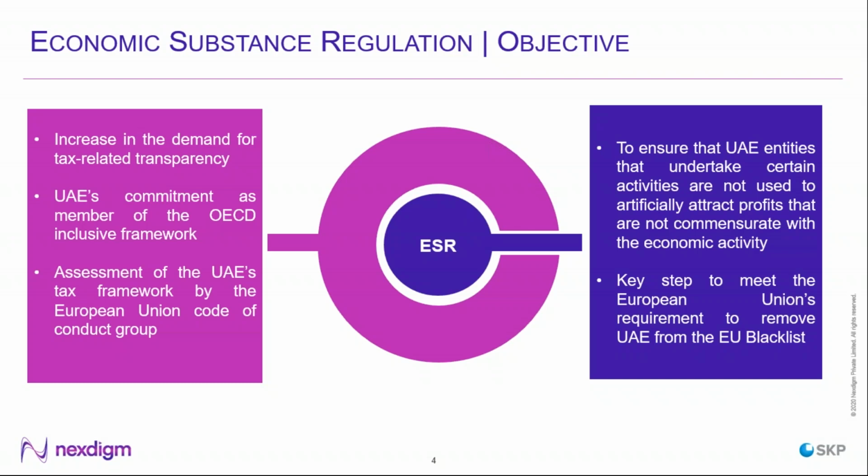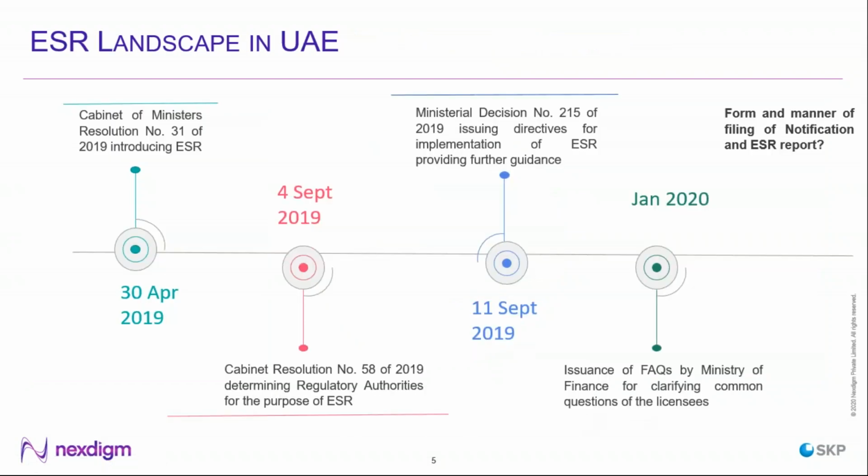So this was a bit of a background. If I may take you to what has really happened since the introduction of the regulation. Like I mentioned, early in 2019, around 30th April, the Cabinet of Ministers came out with a resolution, which gave in detail what the ESR objectives are and what the regulation is about, what are the compliance requirements, and also what are the administrative penalties. So this was in principle a document which introduced the economic substance regulation into the UAE.